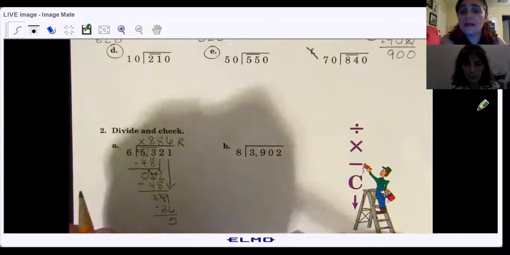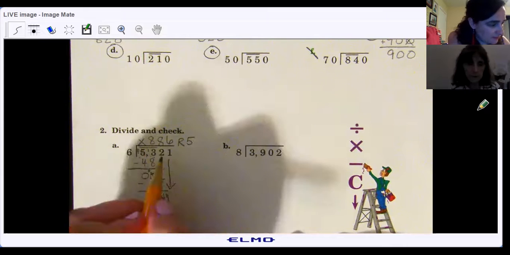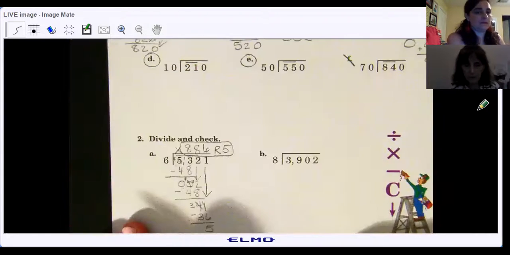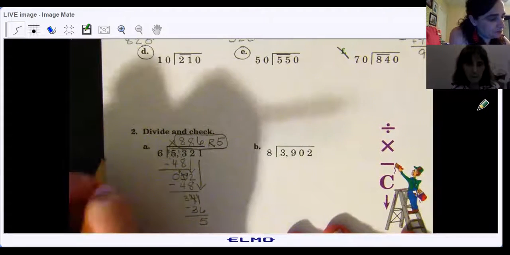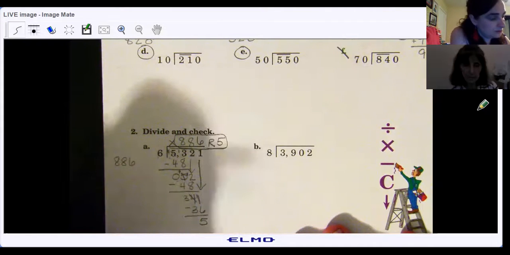All right, we're going to check. Remainder 5. I'm sorry. We're going to check this, okay? Ms. Cervantes, you think you have room on the left-hand side we can check? Yes. All right, we're going to have 886 times 6.